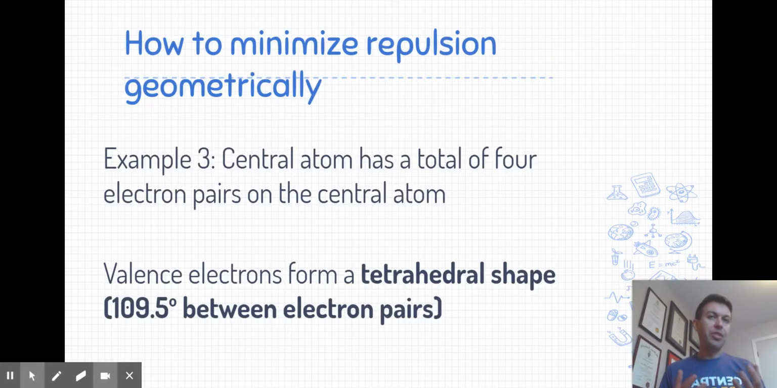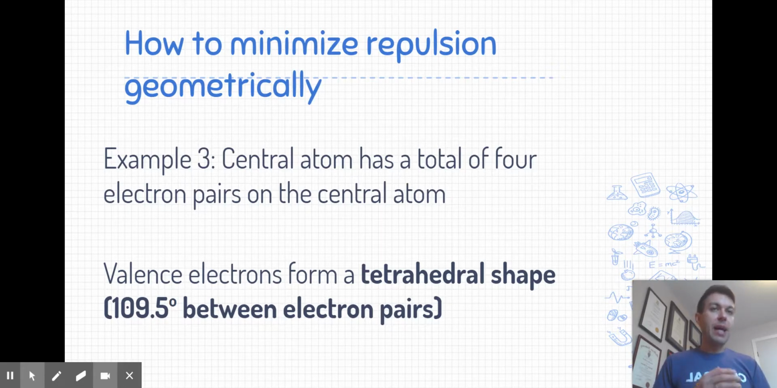So now we've reached our first 3-dimensional shape. Now that we have four pairs of electrons, they must arrange themselves not in a single plane, but in 3 dimensions. And that shape was what's referred to as a tetrahedral shape, where there's 109.5 degrees between electron pairs.